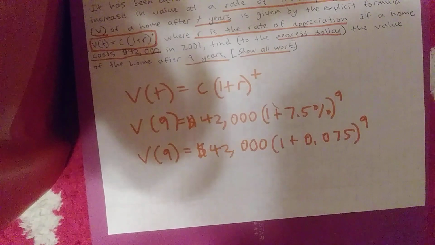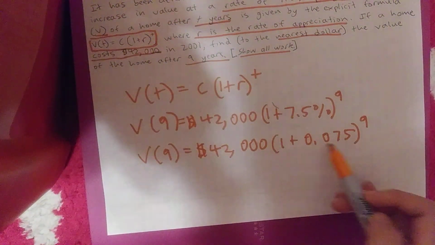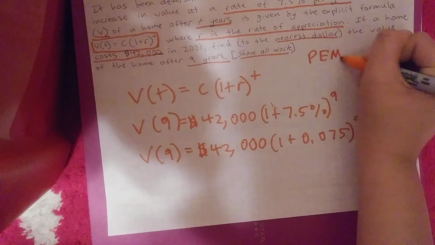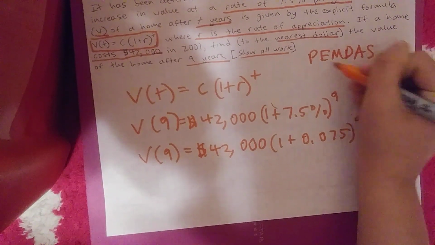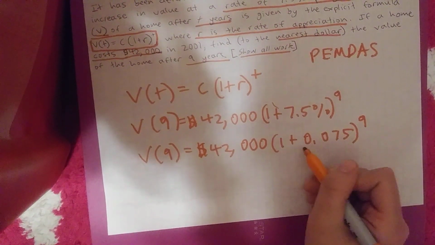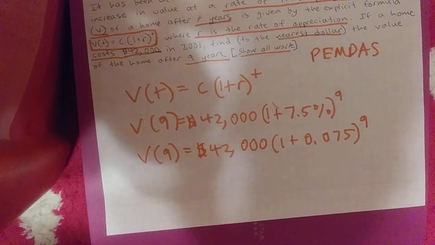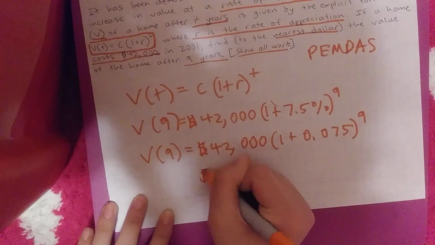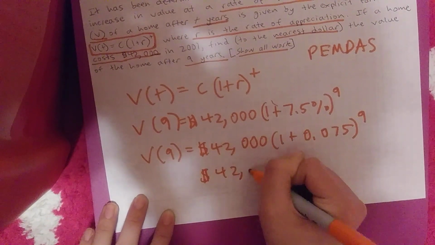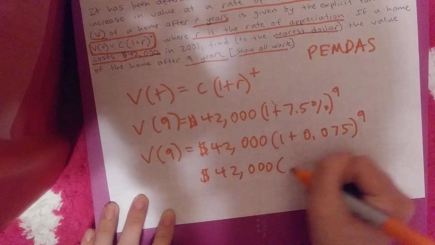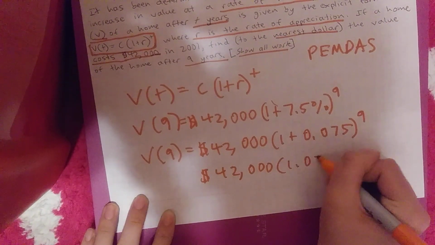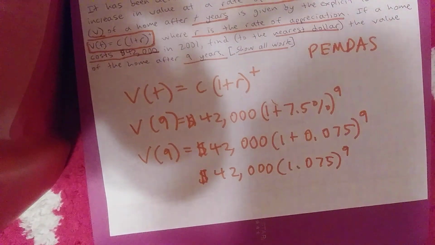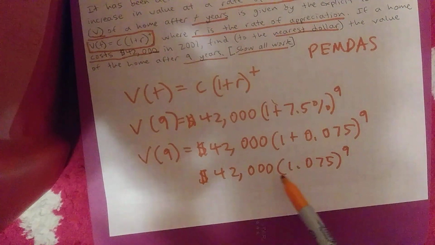So now when you're solving this, you first have to work inside the parentheses, because remember when we used to do PEMDAS? We start off with parentheses first. So 1 plus 0.075, you rewrite it. We're mainly working with this side, so let's just worry about this side. 42,000 times 1.075 to the power of 9. So that is what you do so far.